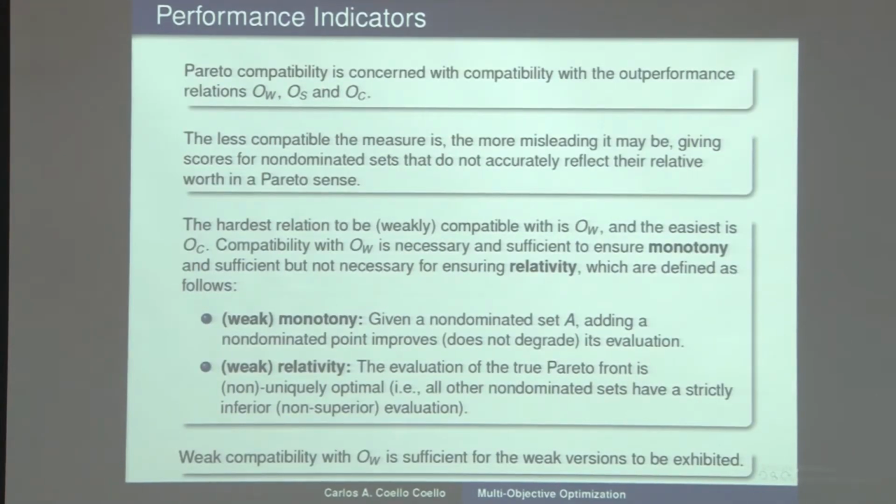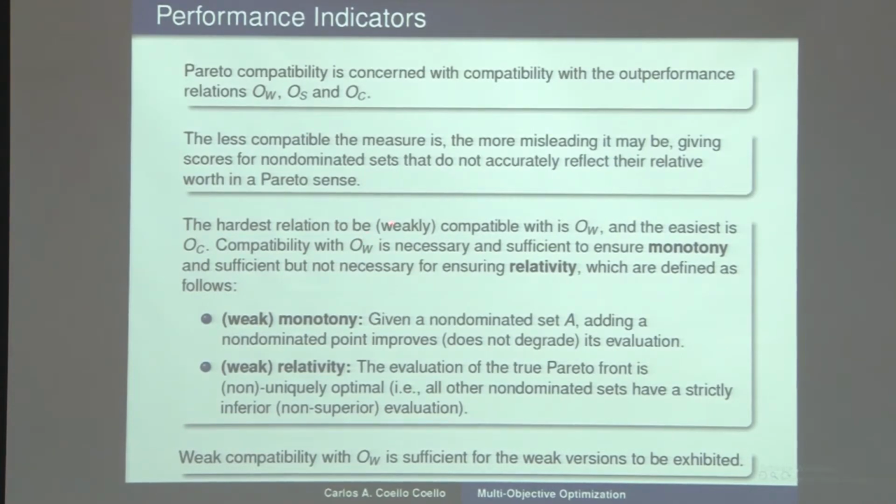Okay. So Pareto compatibility is concerned with compatibility with the outperformance relations that we already defined, OW, OS, and OC. So the less compatible the measure is, the more misleading it may be. And the problem is, if it's misleading, the result that the measure produces is not reliable. That's really the problem. We will put in the paper, look how with this indicator my algorithm outperforms NSGA2, NSGA3, whatever. But it turns out this is not true. This is what the indicator says. But if the indicator is not reliable, then it's not to be trusted. You cannot trust this result.